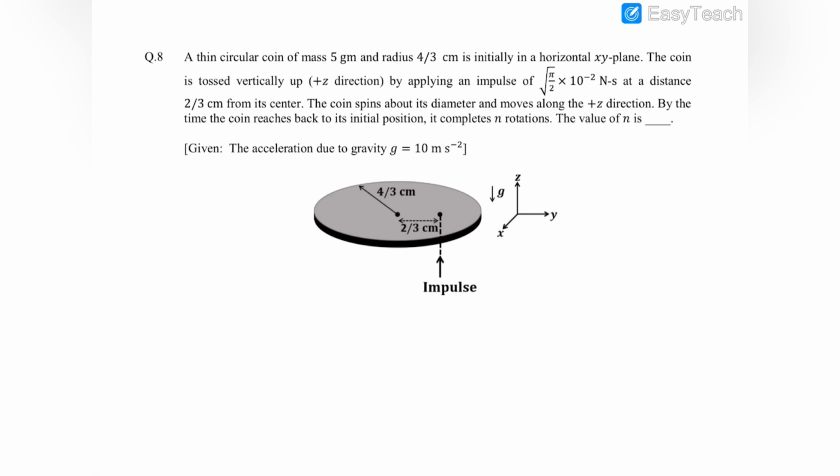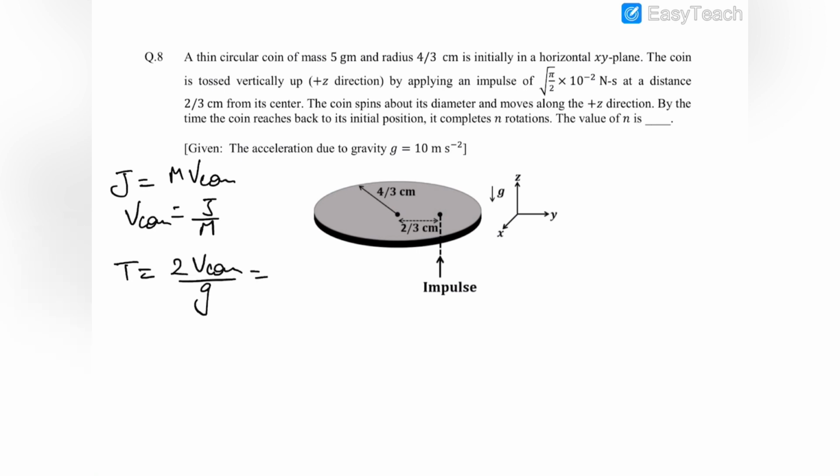So first of all, let us see the situation that the impulse which we have applied will be equal to m VCOM, and VCOM will be equal to J by M. Okay, so this is the velocity of the center of mass, and with this velocity it would take a total of 2 VCOM by g time. So it would be 2J by mg. This much time it would take to come to the ground at the same initial position.